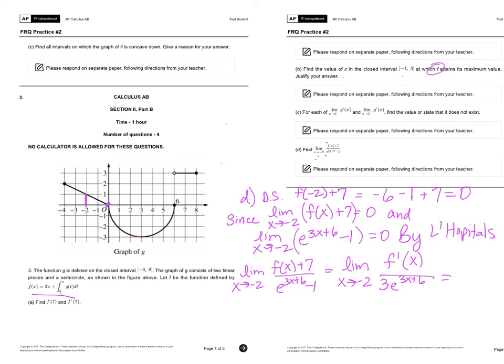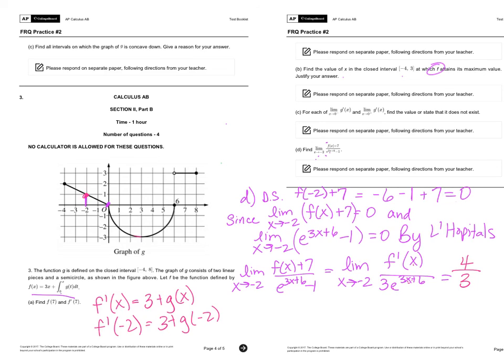Now what happens when you take that limit? Well, plug in negative 2. F prime, now let me go back. Remember in part A, we had that f prime was equal to 3 plus g of x, if you recall. So f prime of negative 2 would be 3 plus g of negative 2, and g of negative 2 is 1. You with me on that? So that would be 4, and then if I plug in negative 2 here, that gives me 1, and I get 3, and so I get that. Very specific how you do L'Hopital's.